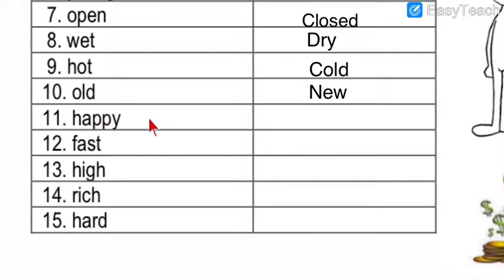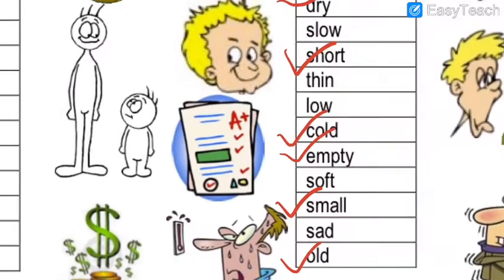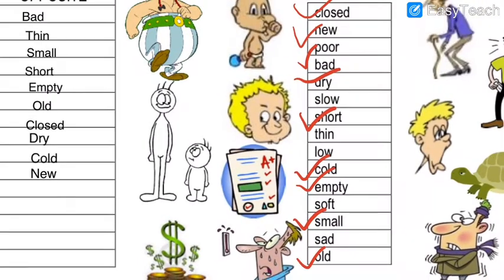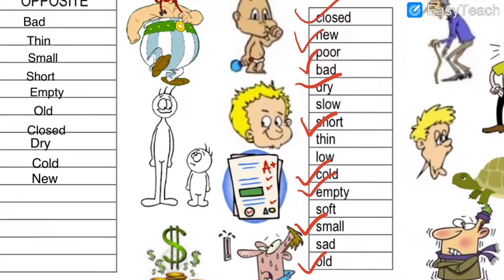Happy. Yes, I am happy. Well, what is the opposite word of happy? Here are the options. Your time starts now. 5, 4, 3, 2, 1, 0. What is the opposite of happy?